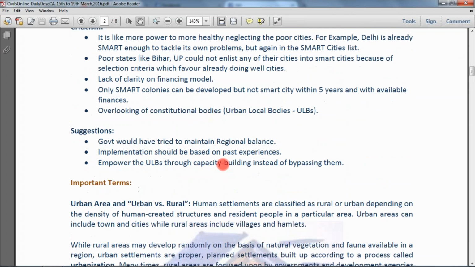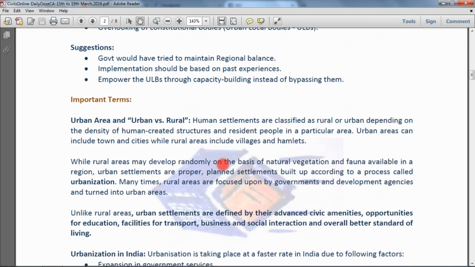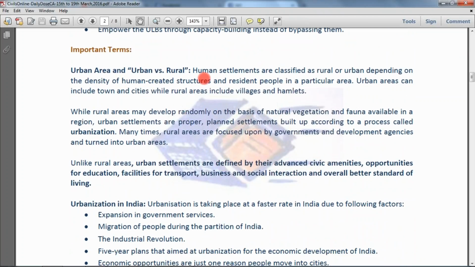So these are the important terms given here. We are talking about the Smart Cities Mission, so we are talking about cities, that is urbanization, the urban areas. First we should know what an urban area is, what its importance is, and how it is different from rural, and why an urban area is preferred, and what the present issues of urbanization in India are, and what the pressing need of urbanization is, and what the government and other partners in civil society are doing. So what is an urban area and what is urban versus rural?